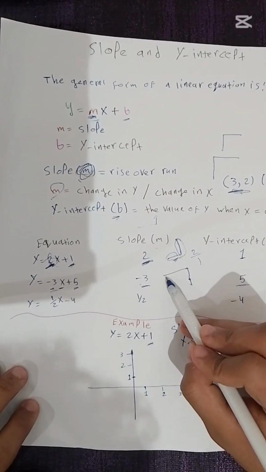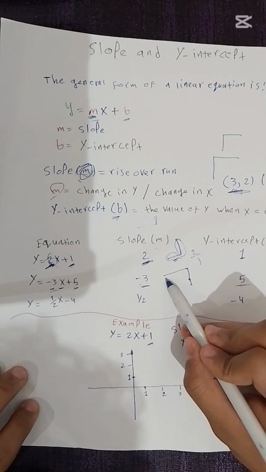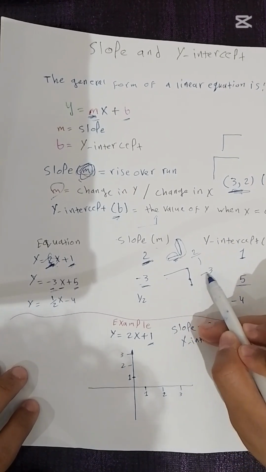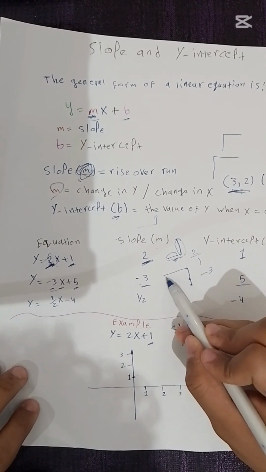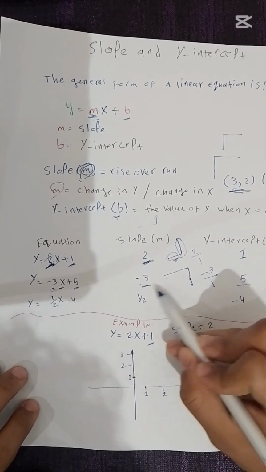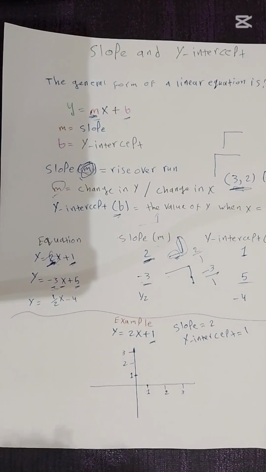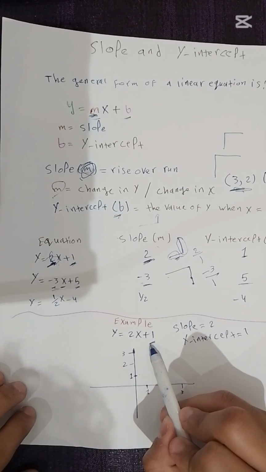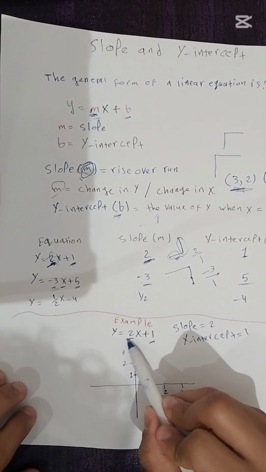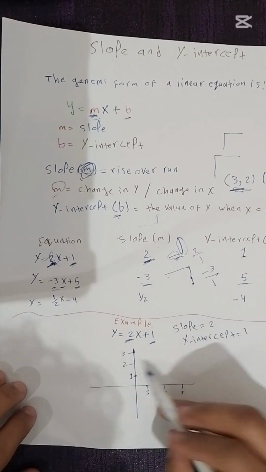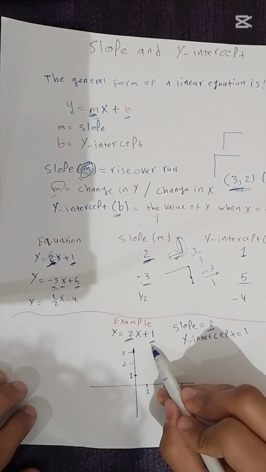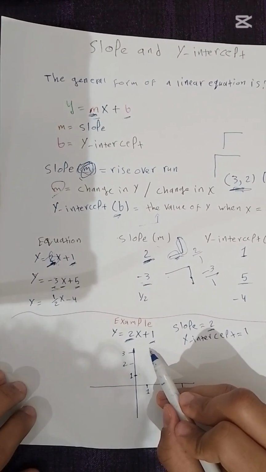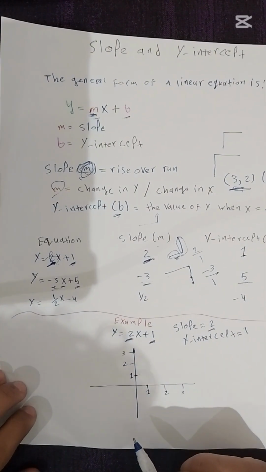Here, change in y over change in x. Change in y is negative 3 over change in x, 1 to the right, is 1. So the slope is negative 3. So let's move to the example. Here we have the equation y equals 2x plus 1. In this equation, the number in front of or next to x, or multiplied by x, is the slope, here 2. And the y-intercept here is 1.